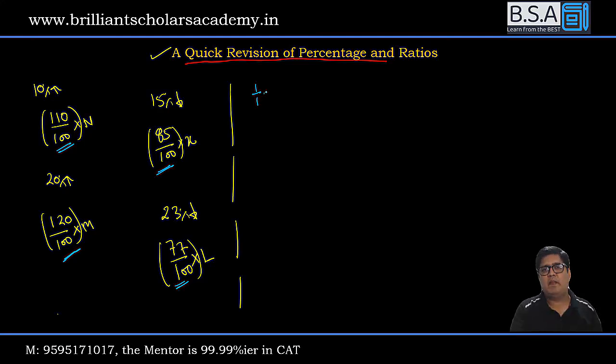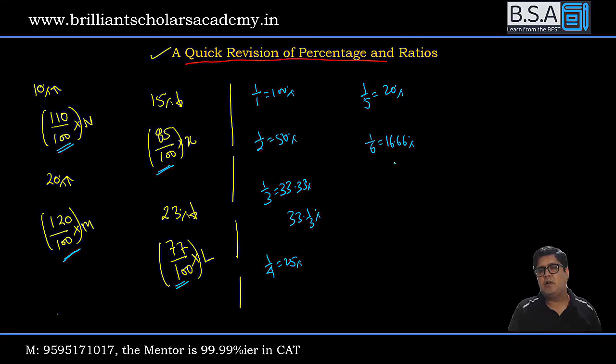1 by 1 is 100 percentage. 1 by 2, 50 percentage. 1 by 3, 33.33. It is also written as 33 1 by 3 percentage. Same thing. 1 by 4, 25 percentage. 1 by 5, 20 percentage. 1 by 6, 16.66 percentage. It is also written as 16 2 by 3 percentage. 1 by 7, 14.28 percentage.